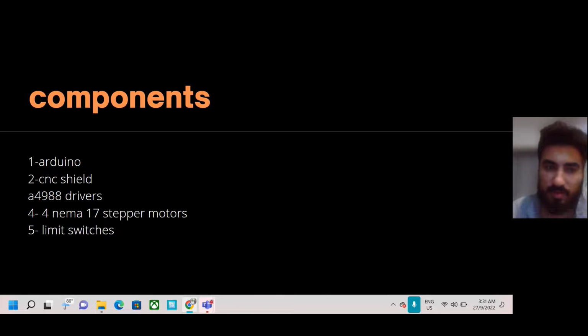For the electrical parts, I'm using Arduino, CNC Shield, A4998 drivers, and 4 NEMA 17 stepper motors and limit switches for going to home.